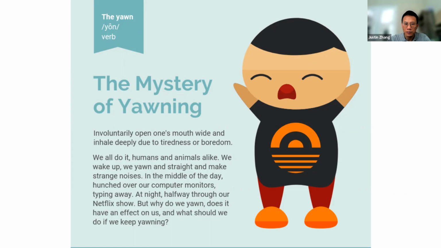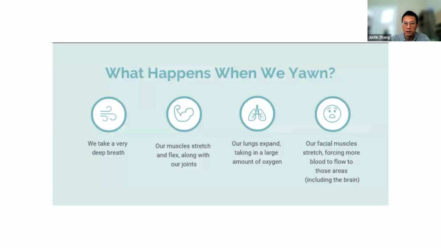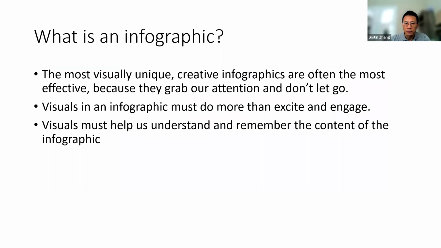From this topic, we can get a brief overview about yawning and the different explanations of why people yawn and what happens when we yawn. So the purpose is to make it engaging, to illustrate a particular topic. Visuals in an infographic are very important. They help illustrate the main idea and get people excited and engaged.